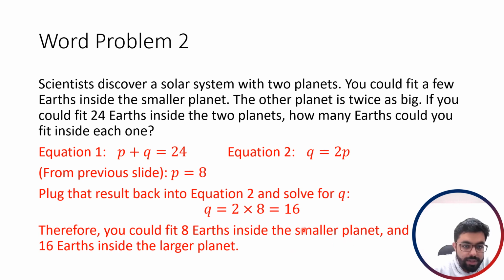If you say that P is equal to 8 and Q is equal to 16, you can plug those into equation 1. You get 8 plus 16 equals 24. That is true. And then over here in equation 2, P is equal to 8, Q is equal to 16. That's 16 is equal to 2 times 8. That's also true. So it's always useful to do that little check, and then you'll be certain that you did the problem right. And so that's it for the word problems.